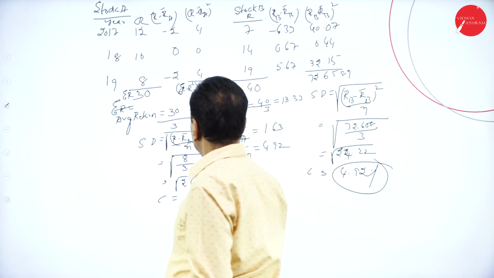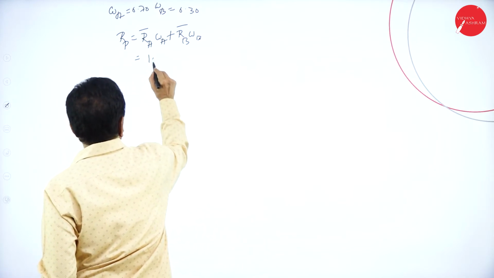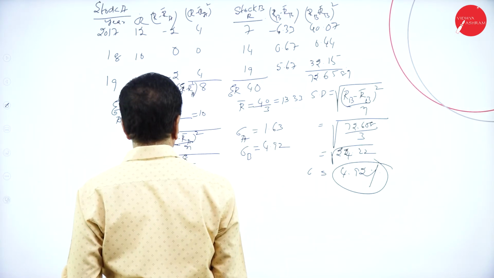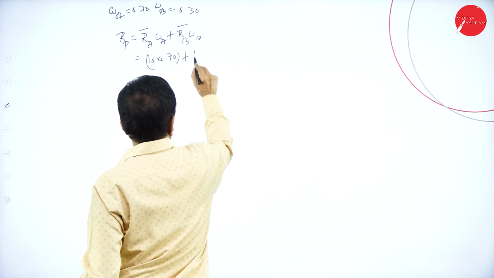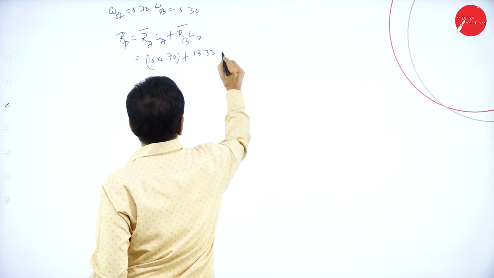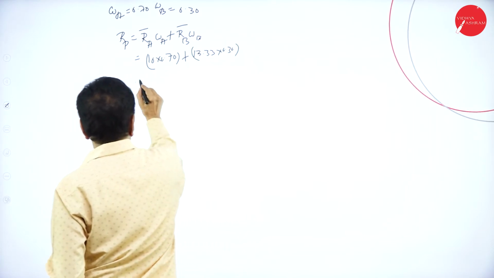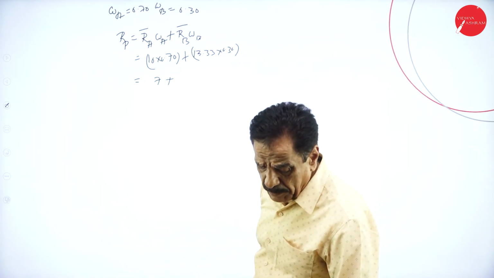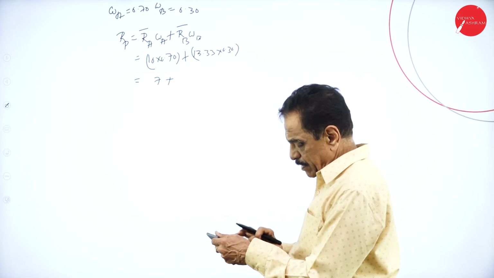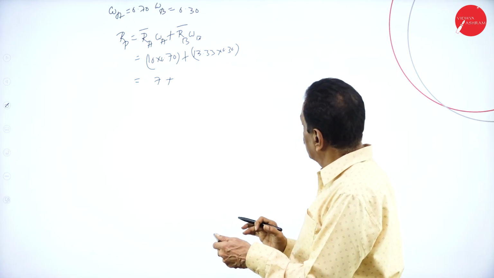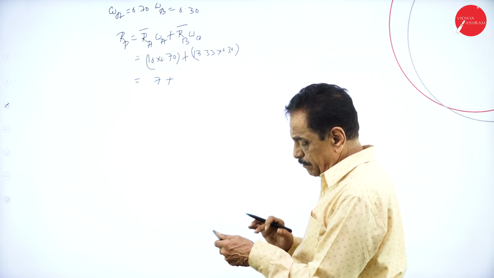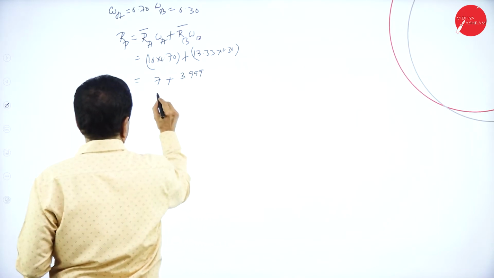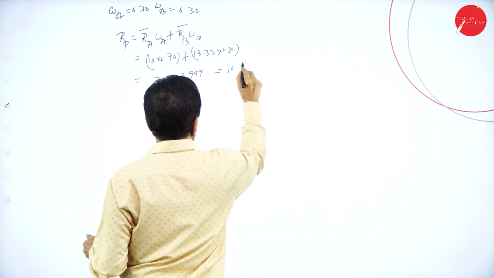What's the expected return? R mean A, 10 into 0.70 plus 13.33 into 0.30. So 10 into 0.70 is 7. 13.33 into 0.30, 3.999. This is 10.999.